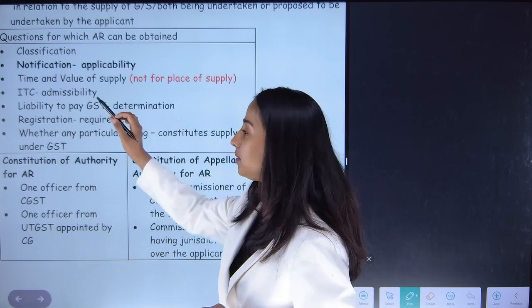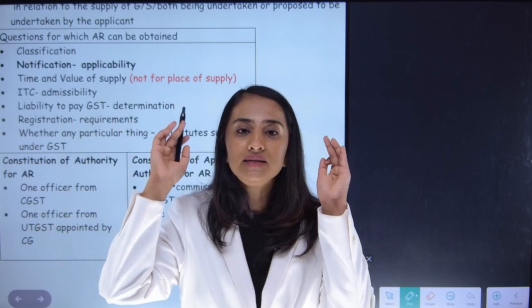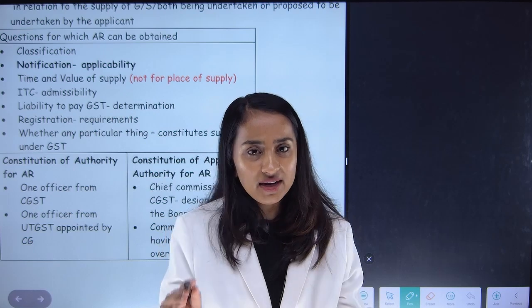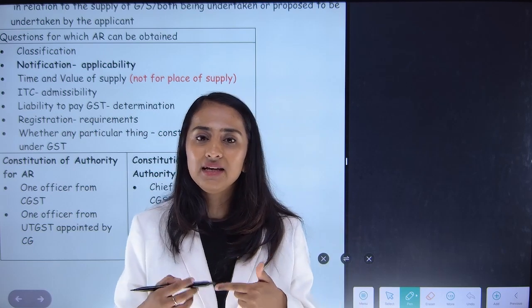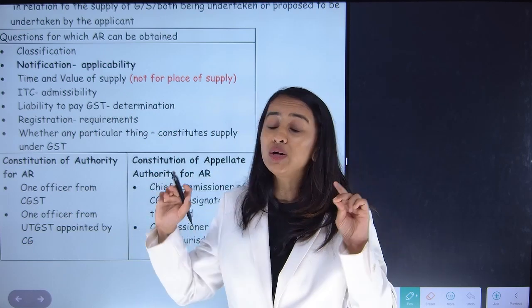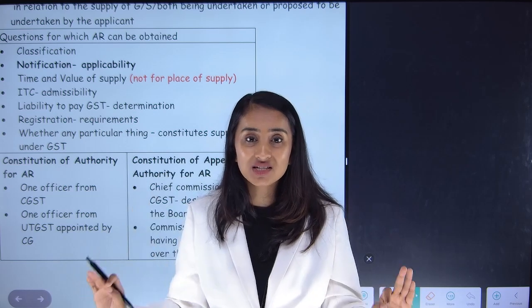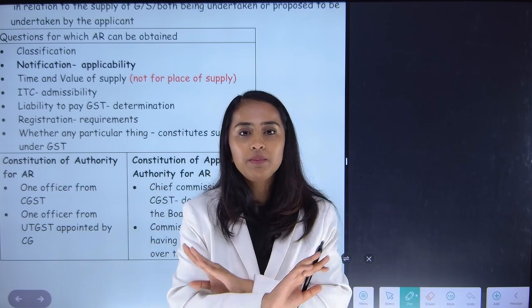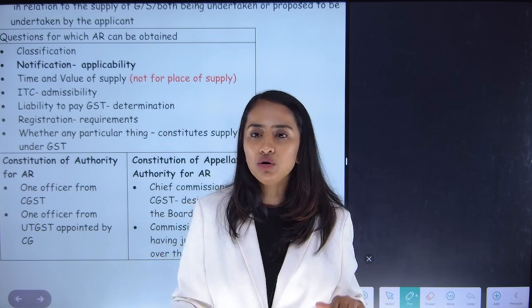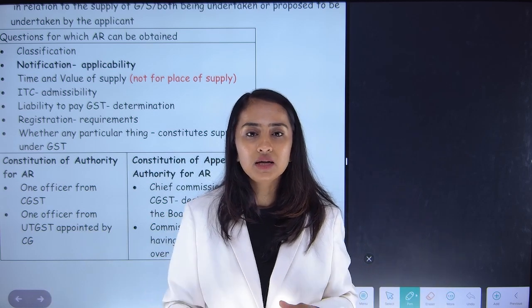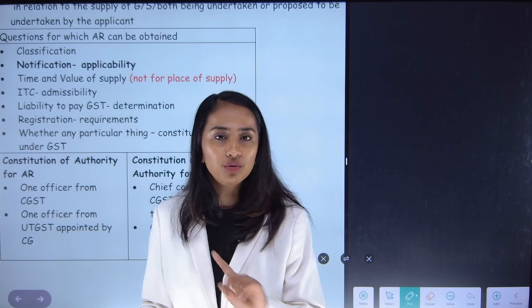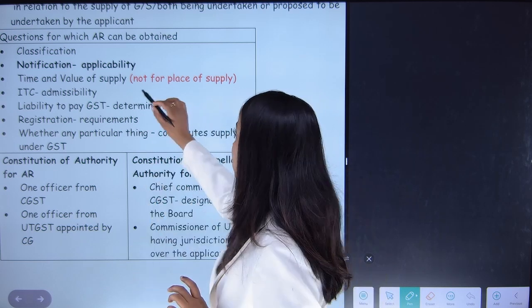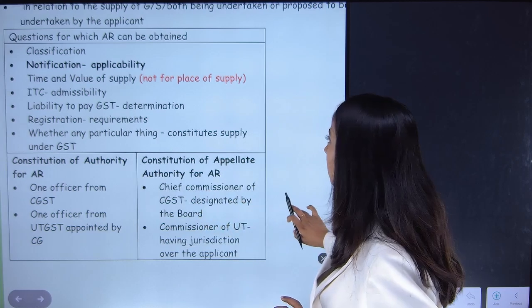Next, time and value of supply. Please understand, this is a very important thing. If you get any question on advance ruling, they might ask. If your paper is very cleverly set, they will ask you. You cannot ask advance ruling questions for place of supply. Clear? For place of supply, you cannot ask. If you don't know whether it's interstate, which state you're selling, your problem, you deal with it. You cannot go to the advance ruling. But if you have questions on time of supply, value of supply, you can go. So that is why I have marked in red.